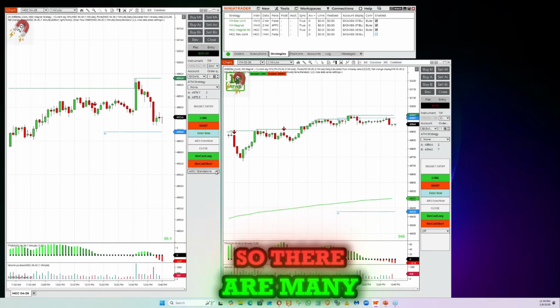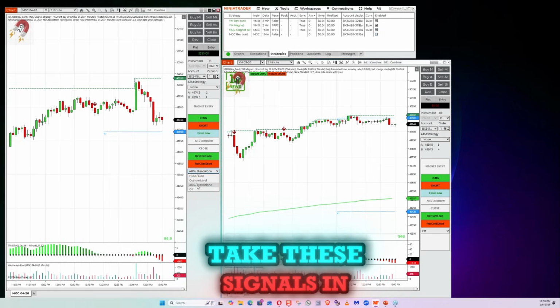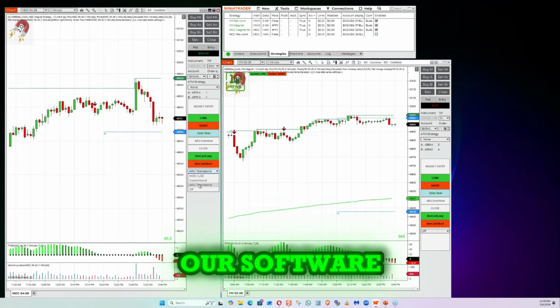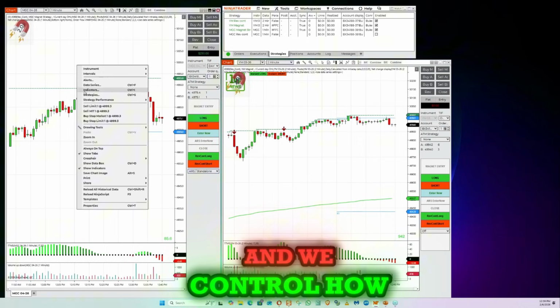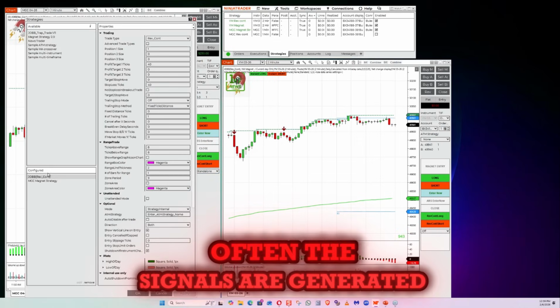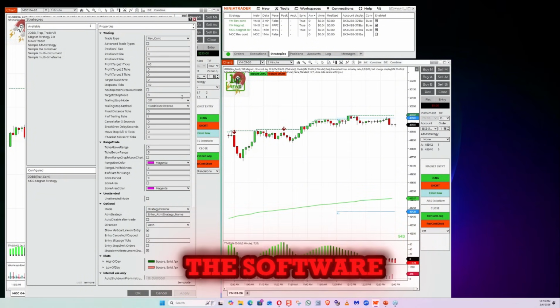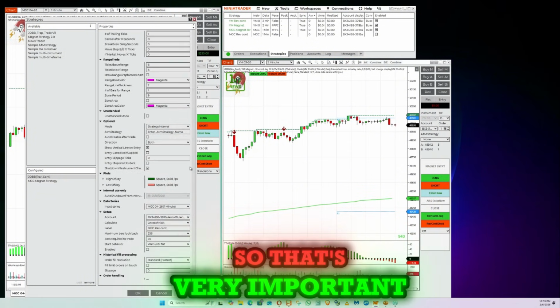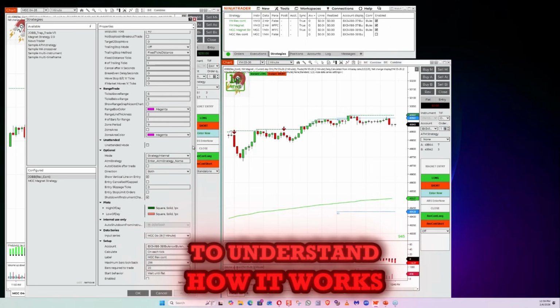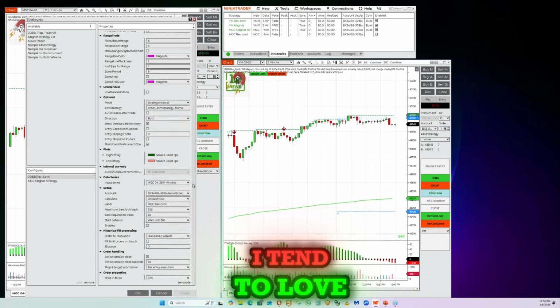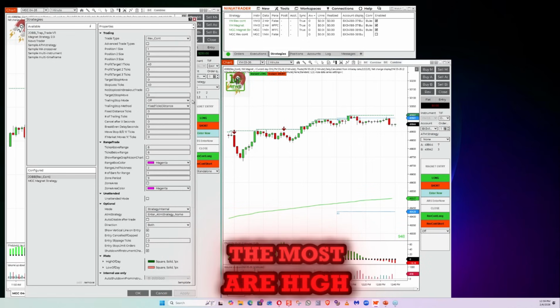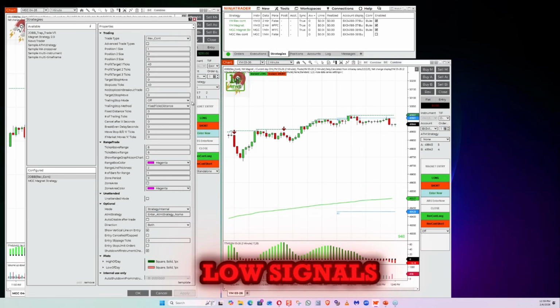So there are many ways that we can take these signals in our software, and we control how often the signals are generated with different settings in the software. So that's very important to understand how it works. I tend to love the most our high and low. I love the high and low signals.